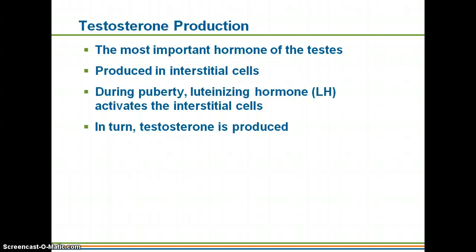And that brings us to the last part, which is going to be testosterone production in males. It is the most important hormone of the testes. It's produced in specialized cells called interstitial cells, and it's going to start being produced whenever the hypothalamus allows the pituitary gland to start producing luteinizing hormone. And luteinizing hormone is a tropic hormone that is going to travel to the testes and basically tell the testes to start producing testosterone.